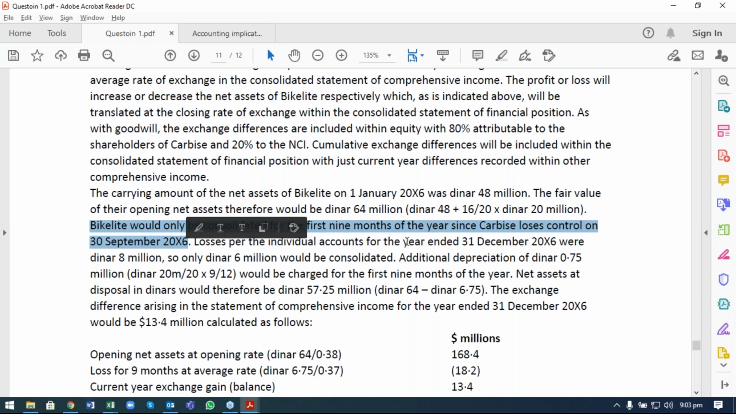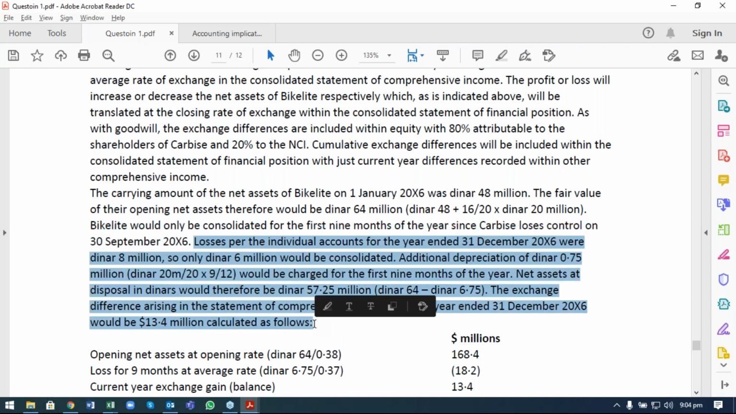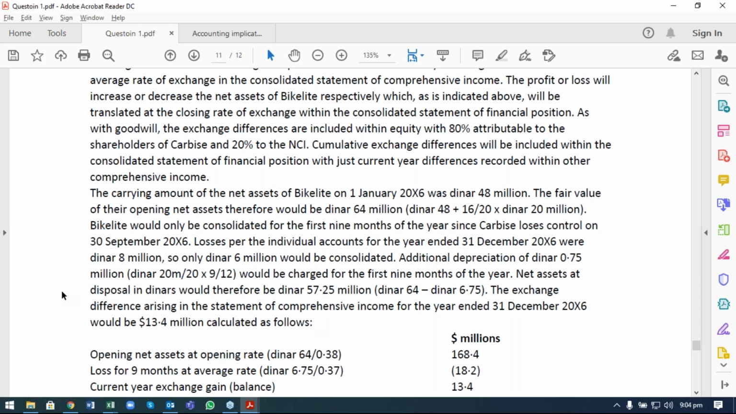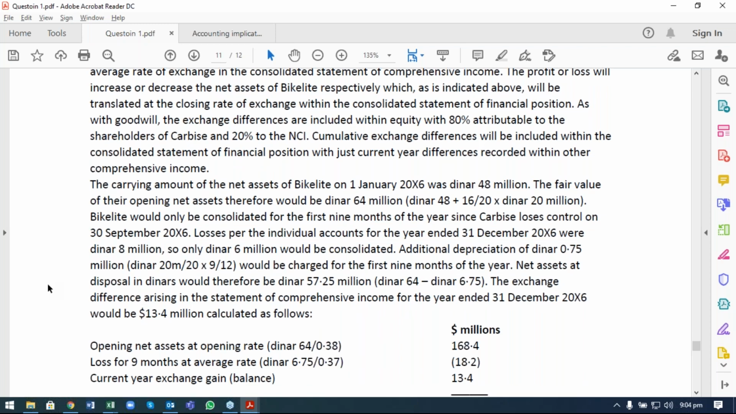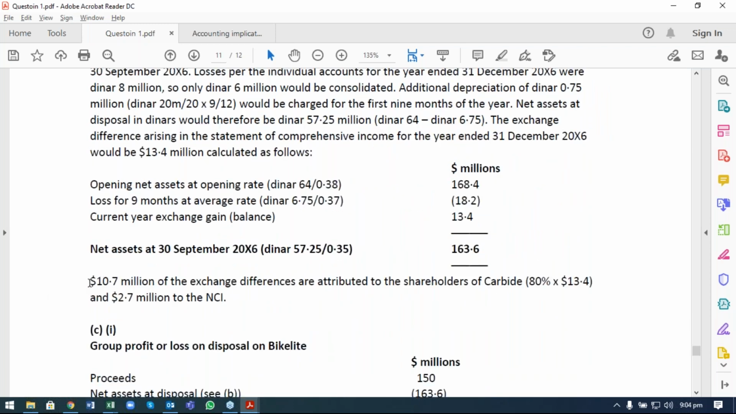Are you getting the point? Yeah, this is something that was already mentioned within this section, right? So this is how you need to explain. I'm not going to discuss the rest, because it's the whole explanation of what we have done, and this 10.7 million of exchange differences are attributable to shareholders of Carbide. It's Carbide or Carbise? I believe within the answer it's Carbise, not Carbide. Might be I have mentioned it in a wrong way. It's Carbise, 80%, 13.4 million, and 2.7 million to NCI.